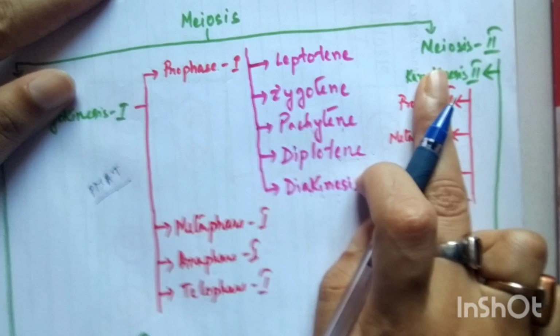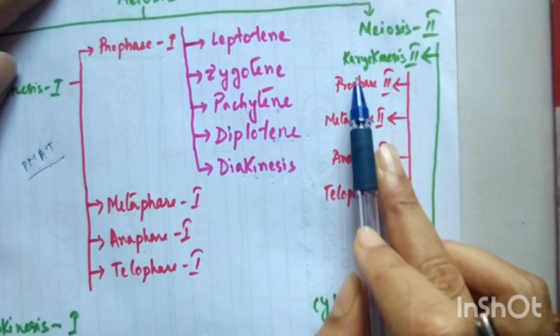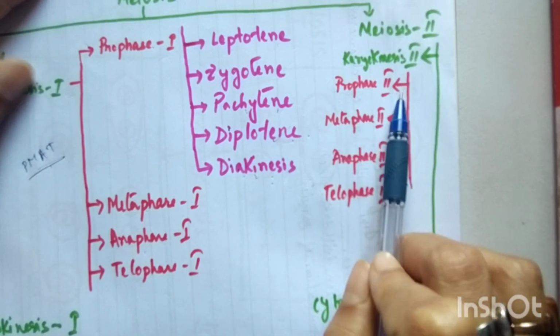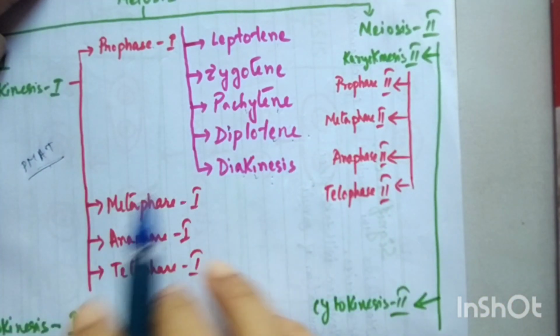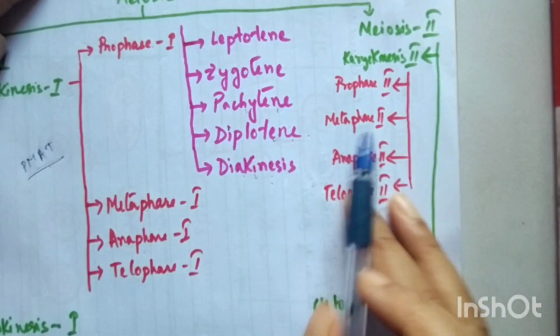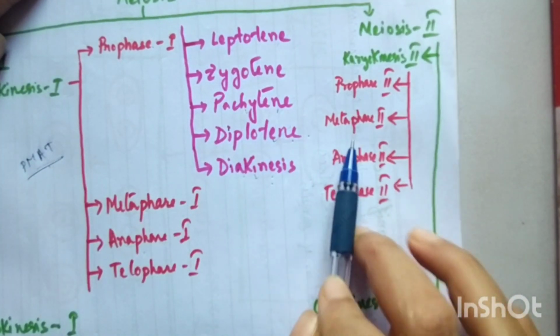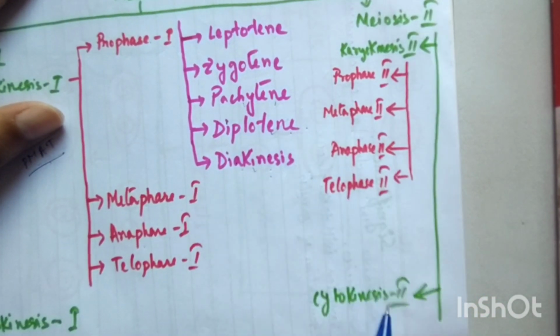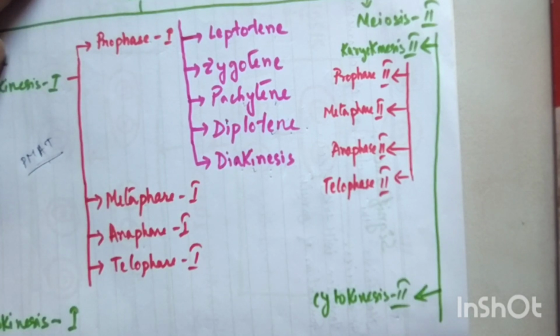In meiosis 2, first karyokinesis 2 will take place, where it is divided into prophase 2, and here it will not get divided into further phases. There is no leptotene and all. So it is prophase 2, and then metaphase 2, anaphase 2, telophase 2, and then the cytoplasm will divide by cytokinesis 2, and as a result 4 daughter cells will be produced.